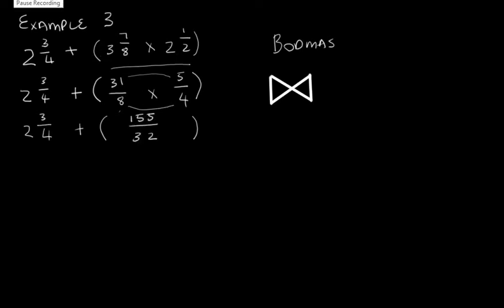That gives us 155 over 32. Now we need to go ahead and add 2 3/4 to 155 over 32. But what do we need to do to 2 3/4? We need to convert it to an improper fraction. So that will give us 11 over 4 plus 155 over 32. We now need to find our LCM.